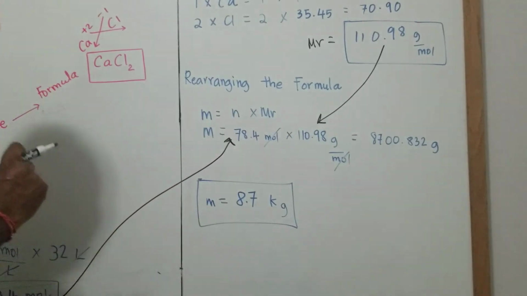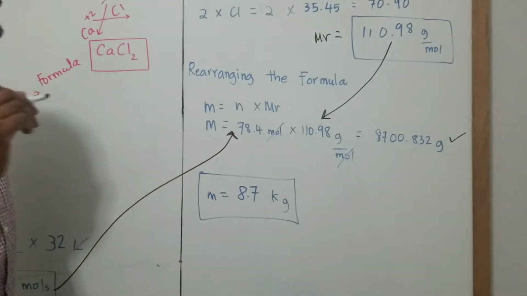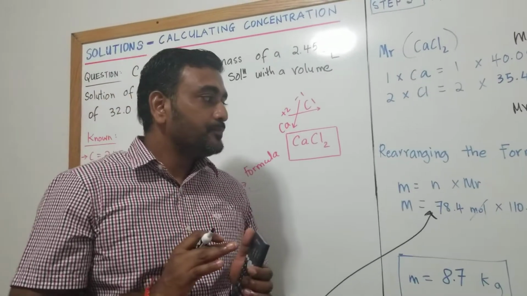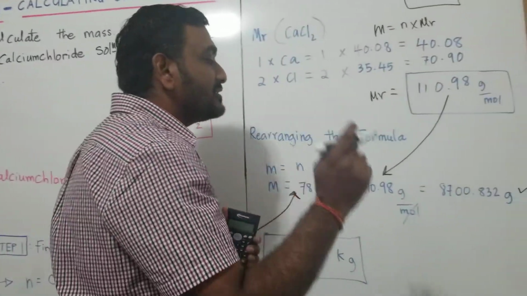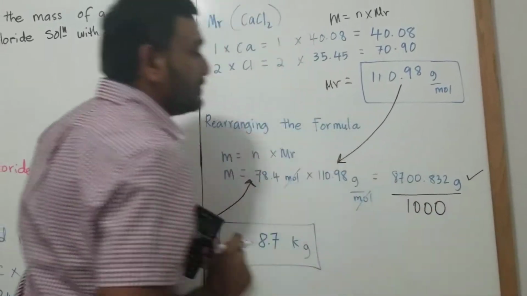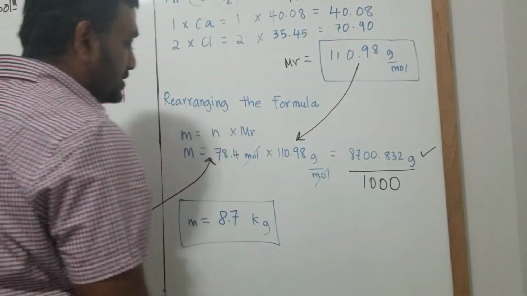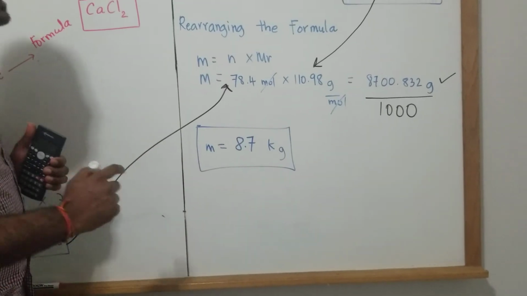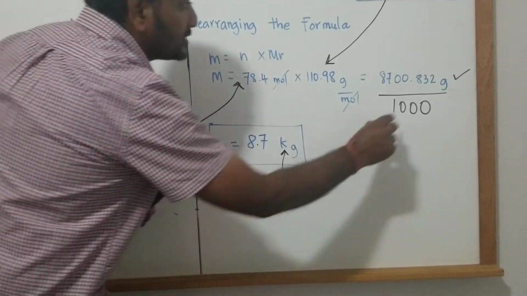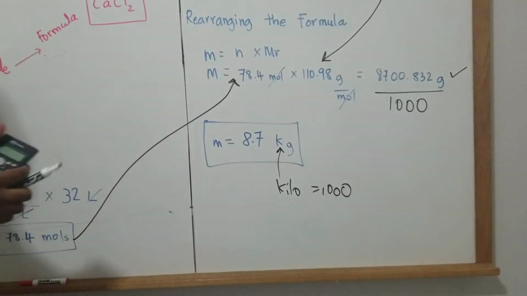8,700.832 grams. Now, this answer is correct. But to conventionally write down a big number, a number that goes above 1,000, in chemistry we usually divide it by 1,000. So if we divide 8,700.832 by 1,000, we end up with 8.7 kilograms. The k in front stands for kilo. We got the answer in grams. Kilo means 1,000.